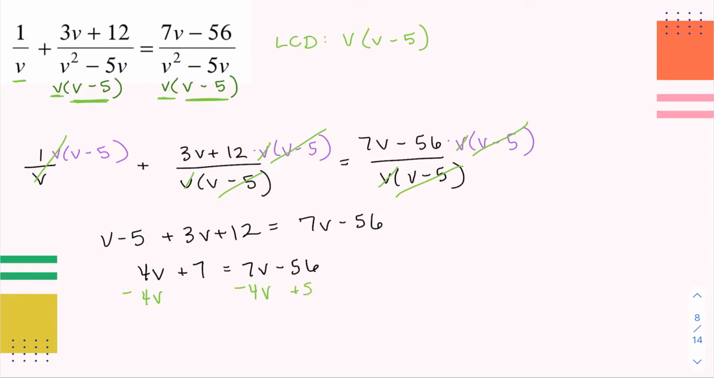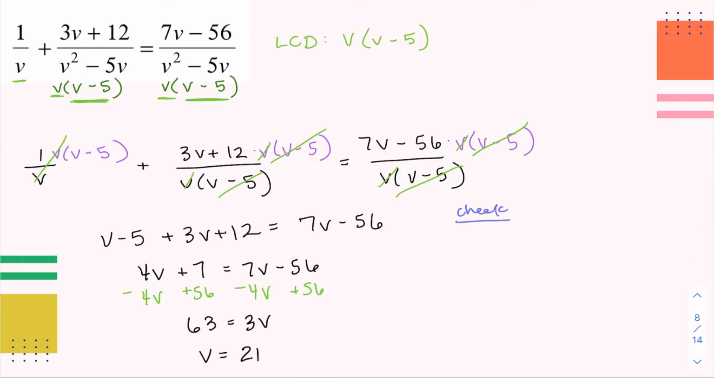We'll get the numbers on the other side, so I'll add 56. So then I will have 56 plus 7 is going to be 63. 7V minus 4V is going to be 3V. Divide 63 by 3. We will get that V is 21. Then, last but not least, we just need to check our answer.